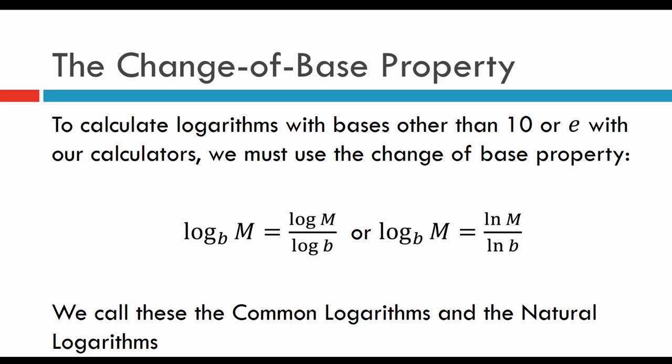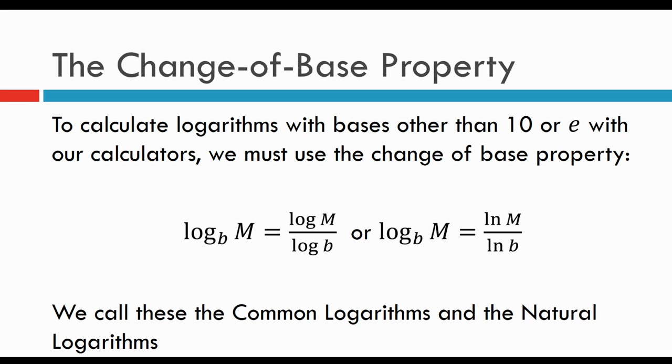All right, let's talk about the change of base property. So to calculate logarithms with bases other than 10 or e, because remember, in your calculator, you only see a log button, and so that's only base 10. You see a natural log button, so that's only base e. So what happens if I did want you to calculate something where maybe it was log base 3 or log base 8? We could do that in our calculator, but we'd have to use this change of base property.